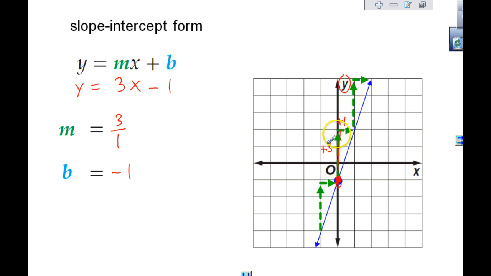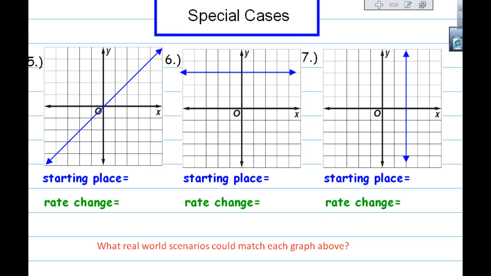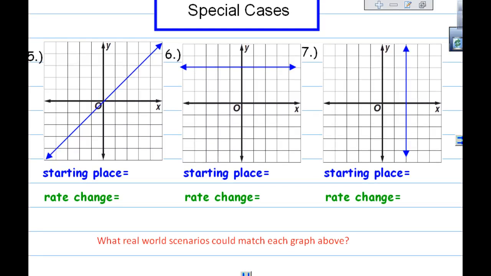So two things. What's the slope? Same as yesterday, but also you have to put at the end, where's it starting? And that's just wherever it crosses the y-axis. Okay. There are a few special cases you have to think about.